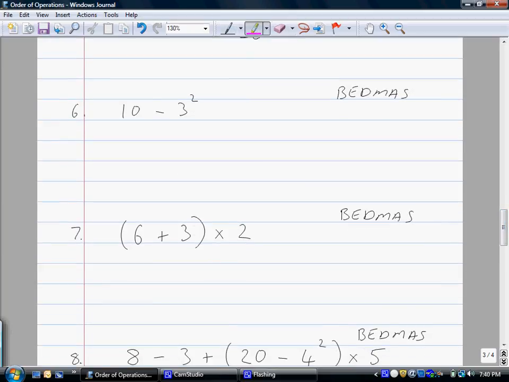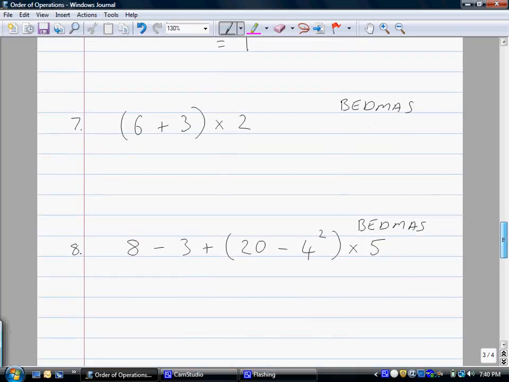Question 6. I have subtraction and exponent. Exponents always come before subtraction, so I'll do this one first. So I write 10 minus, because I'm not doing anything with that. 3 squared is 9. And then one operation left, 10 minus 9. Oops, 10 minus 9 is 1.